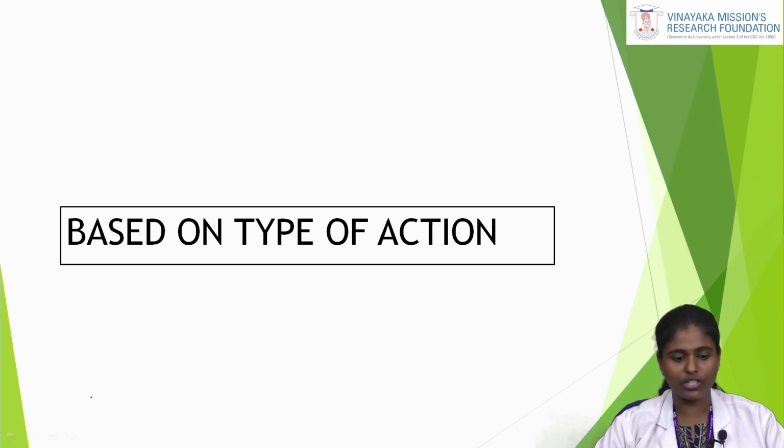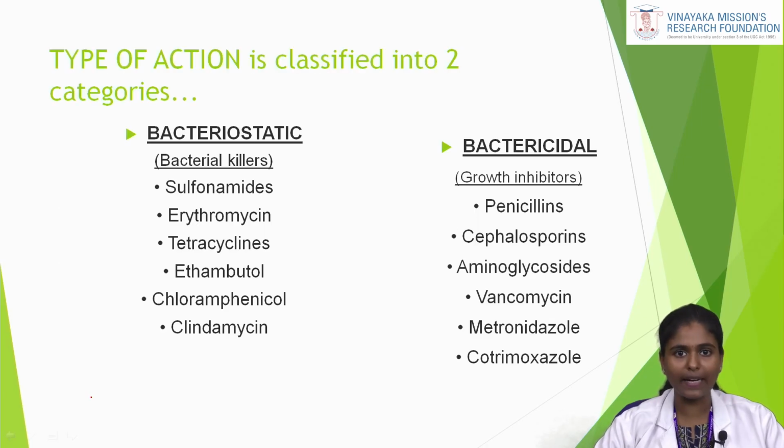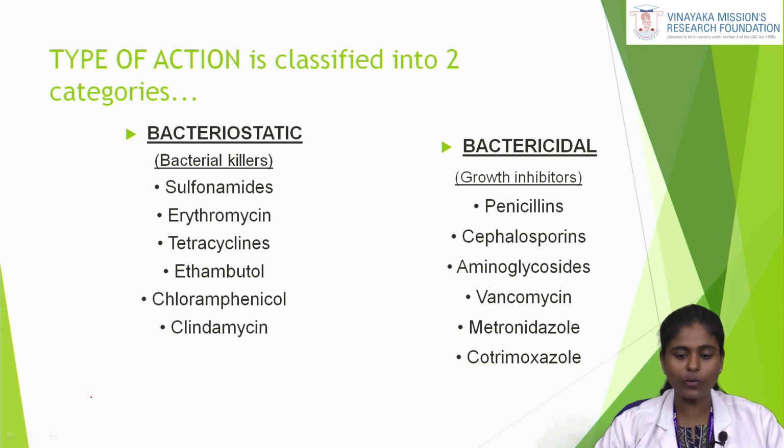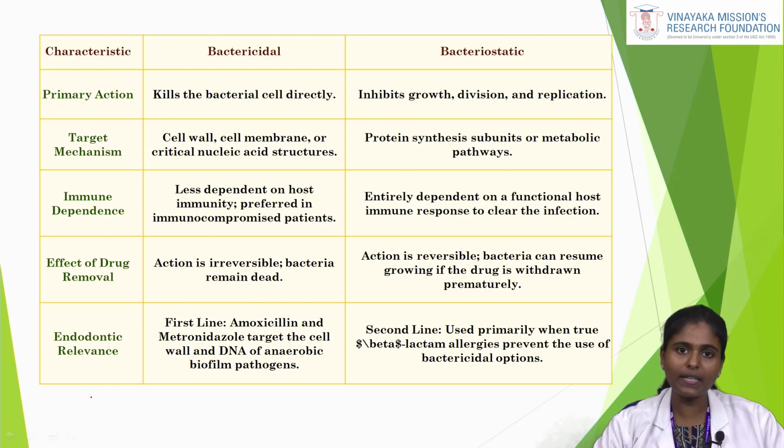Coming to the classification based on type of action. Type of action is classified into two categories based on the action of the antibiotic towards the specific organisms: bacteriostatic, which are the growth inhibitors, and bactericidal, which are the bacterial killers. Bacteriostatic agents involve sulfonamides, erythromycin, tetracycline, ethambutol, chloramphenicol and clindamycin. Bactericidal agents include penicillins, cephalosporins, aminoglycosides, vancomycin, metronidazole and cotrimoxazole.